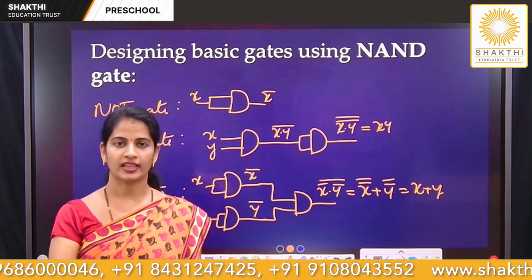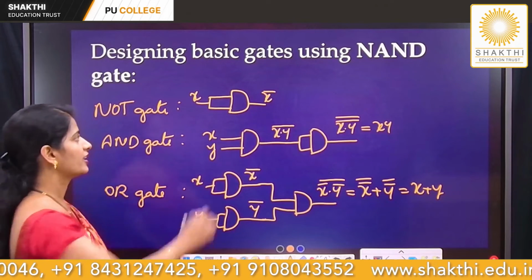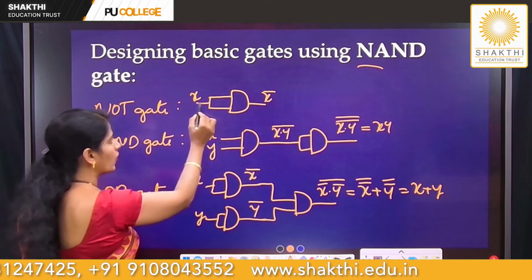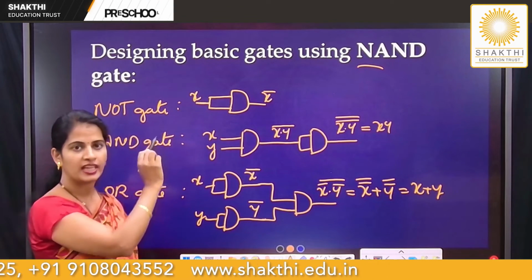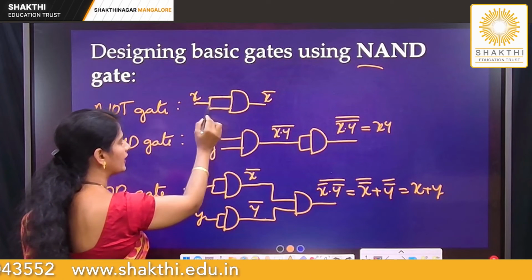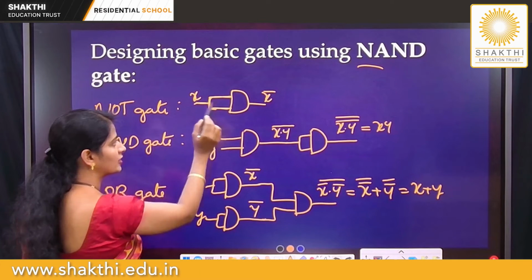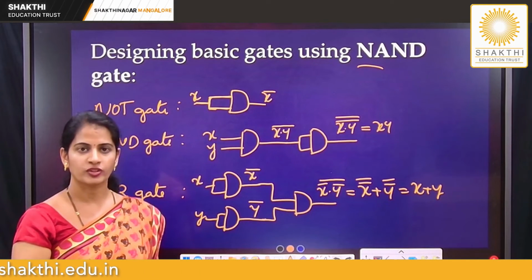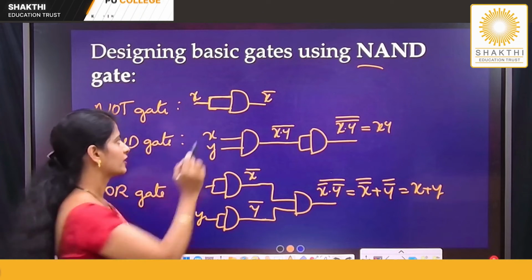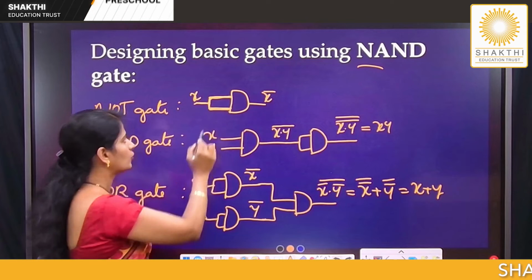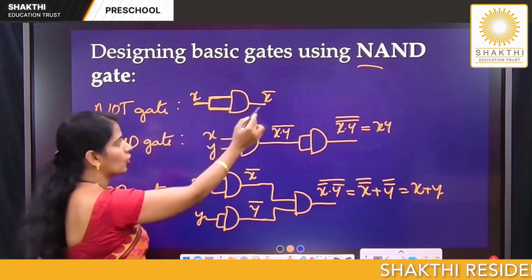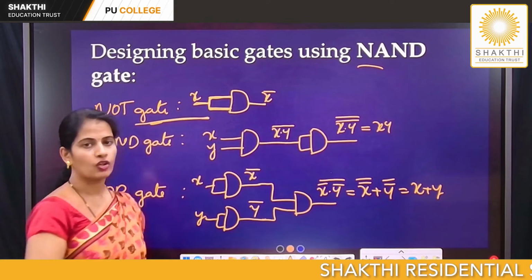So now we have to design basic gates using just NAND gate only. So how can you design NOT gate? NOT gate takes 1 input signal and produces 1 output signal. NAND gate takes 2 or more input signals, but we have to design a NOT gate which takes only 1 input signal. So we are going to connect these 2 inputs and give x as input to the NAND gate, which produces x bar. That is the NOT operation, or we are designing a NOT gate.